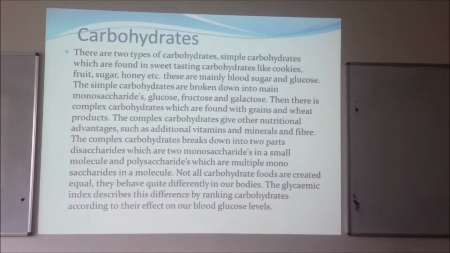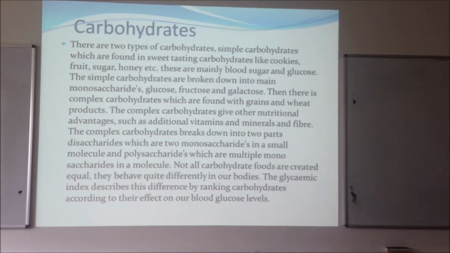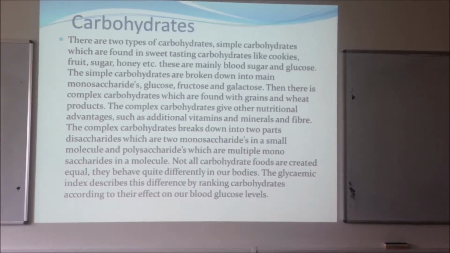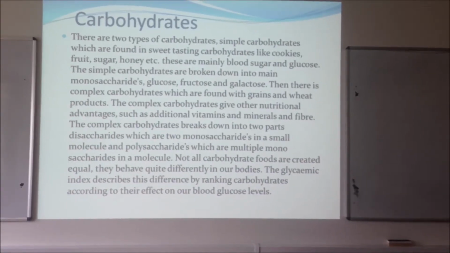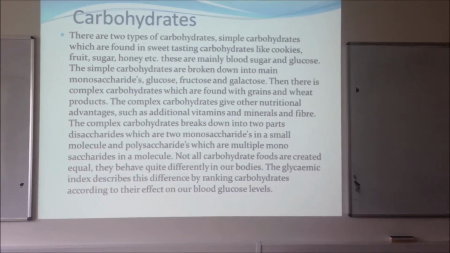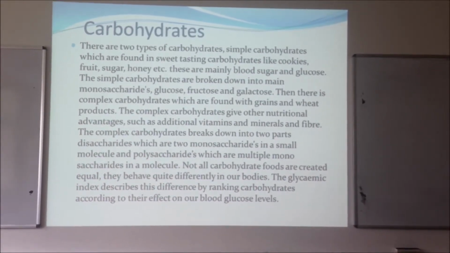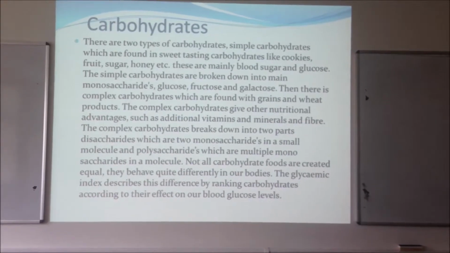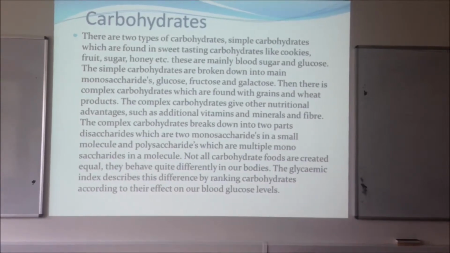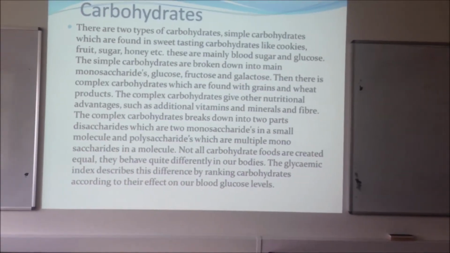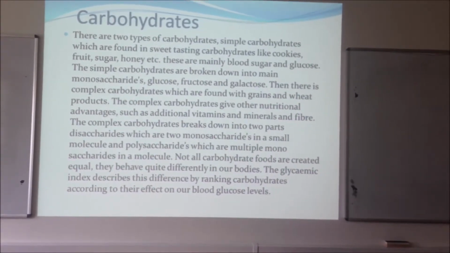There are 2 types of carbohydrates: simple, which are found in sweet tasting carbohydrates like cookies, fruit, sugar, honey, etc. These are mainly blood sugar and glucose. The simple carbohydrates are broken down into the main monosaccharides: glucose, fructose and galactose. Then there are complex carbohydrates, which are found in grains and wheat products. The complex carbohydrates give other nutritional advantages such as additional vitamins and minerals and fibre. The complex carbohydrates break down into 2 parts: disaccharides, which are 2 monosaccharides in a small molecule, and polysaccharides, which are multiple monosaccharides in a molecule.